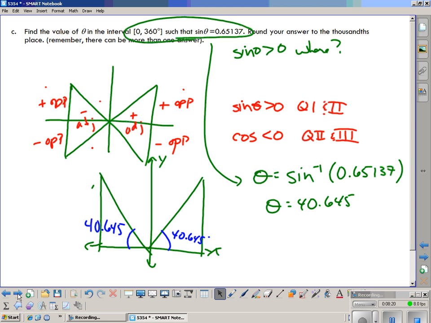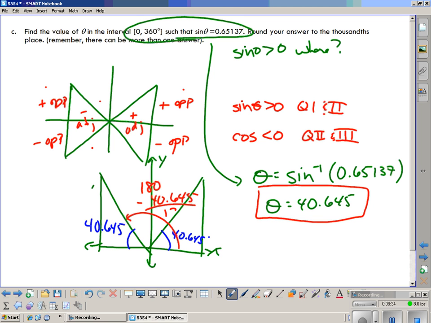So this is one answer. The other answer that we want is, again, going from the initial side up over to here. They're supplementary, so you're going to have 180 minus the 40.645. So you're going to end up with an answer of 139.355 degrees. And that's going to be the other answer that theta could be.